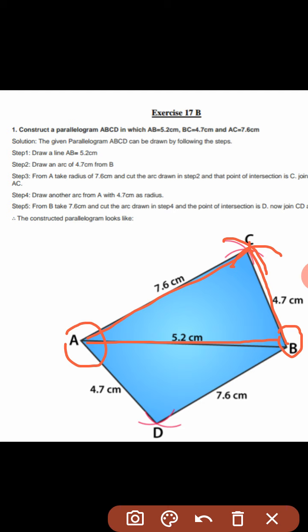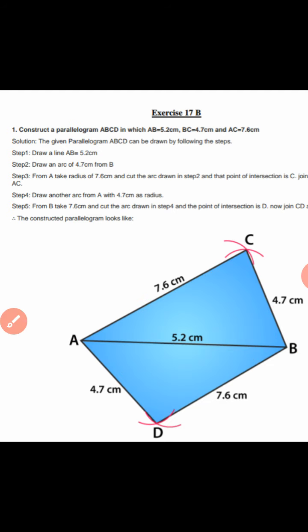Now after joining BC and AC, in the next step, draw another arc from A with 4.7 centimeter as radius. Now from this point A, again we have to cut an arc of 4.7 centimeter. Then from point B we have to cut another arc of 7.6 centimeter. Then finally we have to join BD and AD. So joining these two lines, we can complete this parallelogram.